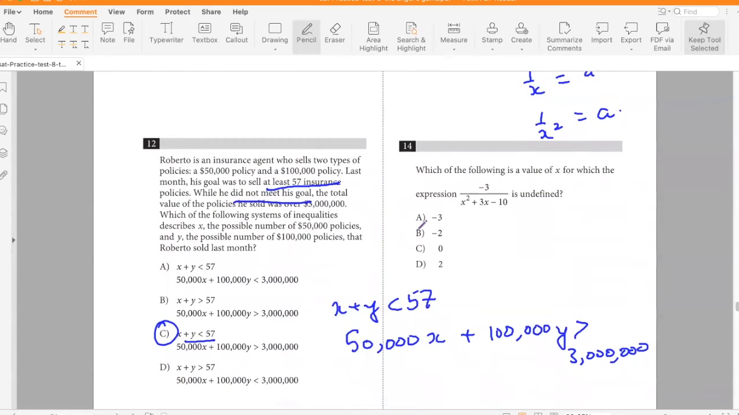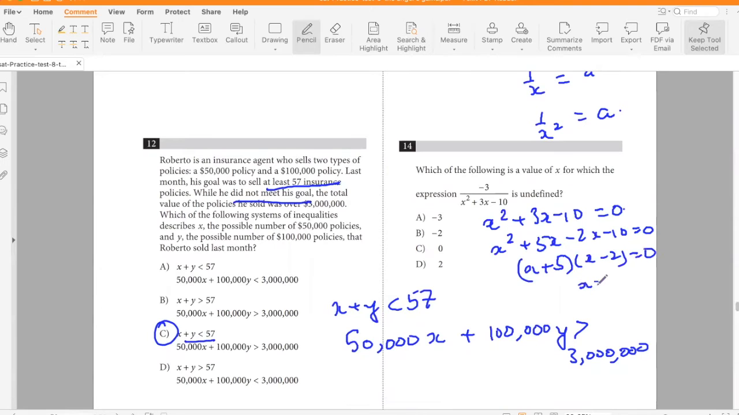Which of the following is a value of X for which the expression is undefined? So the expression is undefined when the denominator is 0. So X squared plus 3X minus 10 is 0. So X squared plus 5X minus 2X minus 10 is 0. So X plus 5 times X minus 2 is 0. So X is negative 5 or 2. So from the options, for X equal to 2, the expression is undefined.